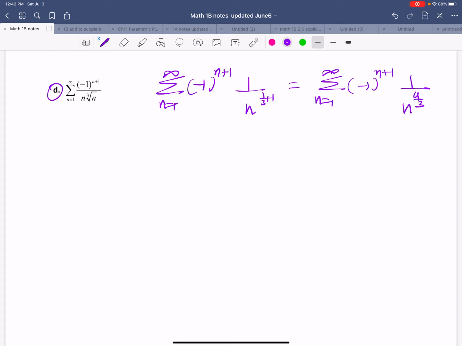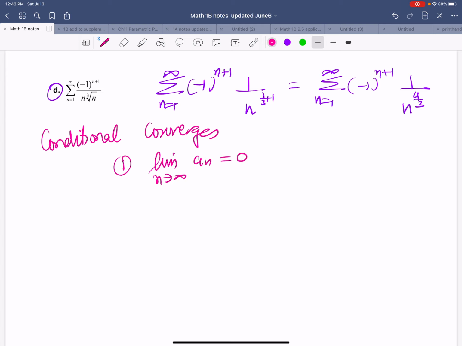So let's first think about conditional convergence. Do I have conditional convergence for this series? Conditional convergence has two conditions. The first condition is that the limit as n goes to infinity of a of n should be equal to 0. Let's see if that's the case. When n goes to infinity, 1 over n raised to the power 4 over 3 does go to 0. So the first condition is met.